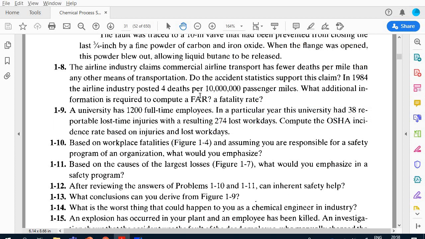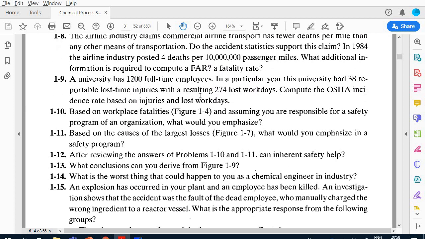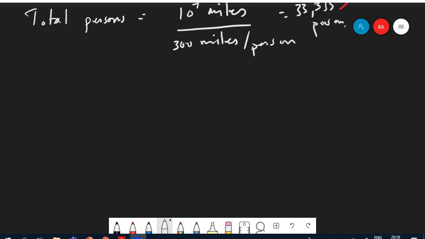Beautiful. So we have calculated, and now we solve for the FAR and the fatality rate, and we need to solve an example on how to calculate the OSHA incident rate. We also covered the initiation, propagation, and termination steps as well. So let's solve 1.9.